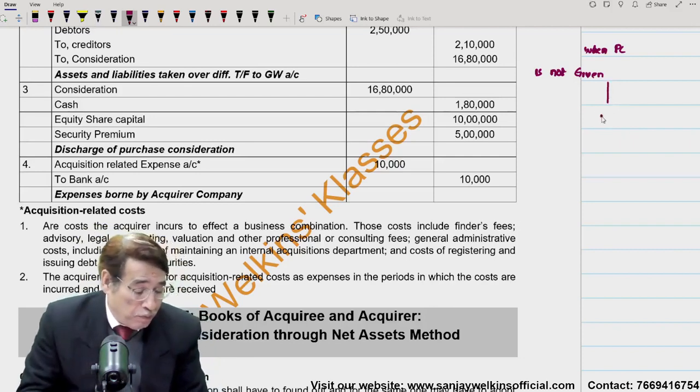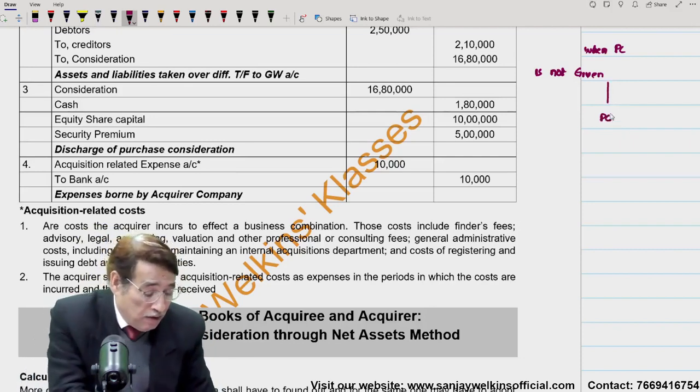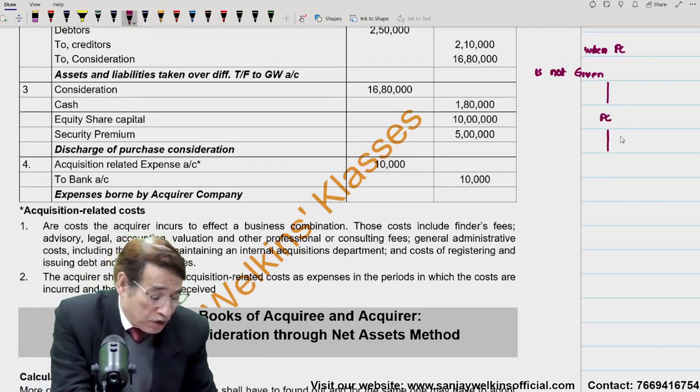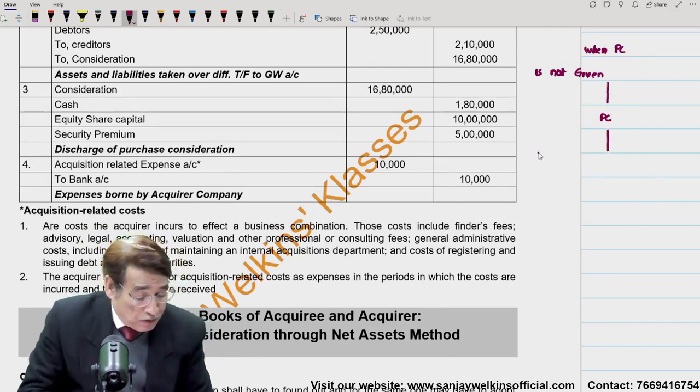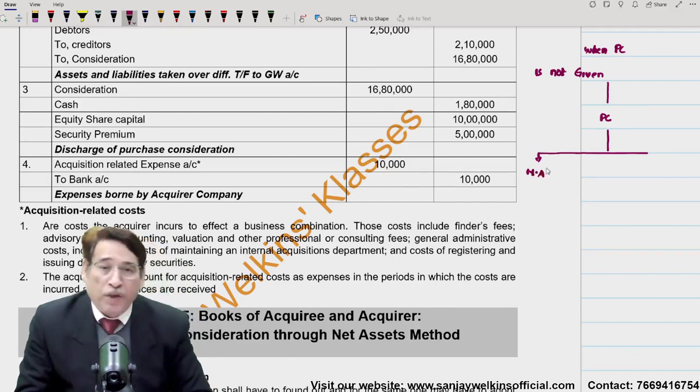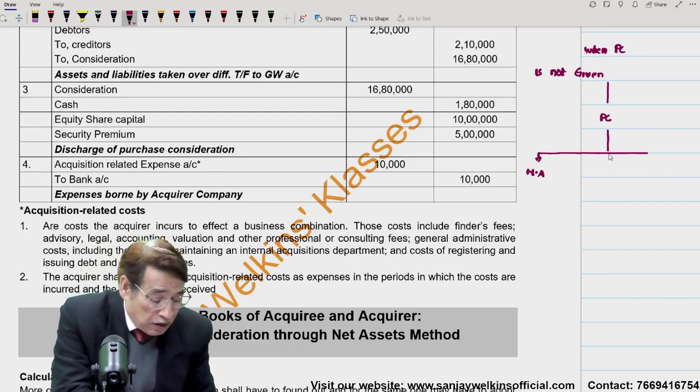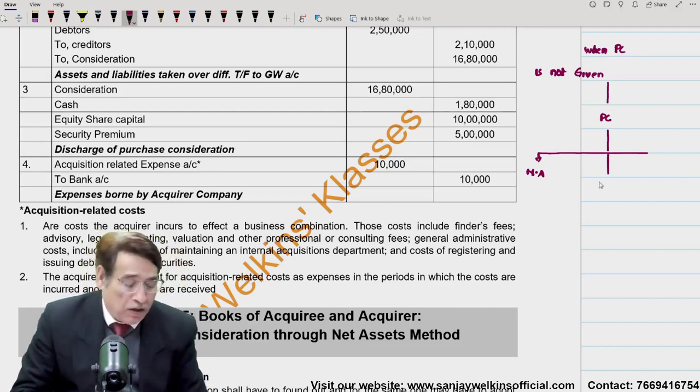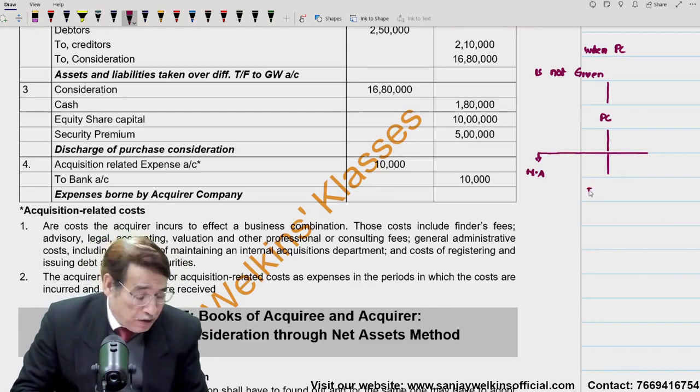There are three methods which have been prescribed, and one among them is known as the net assets method of computation of purchase consideration. I am simply writing net assets method. Correct? Then there is another method which is just a variation of the net assets method. This second method is known as the intrinsic value of share method, IVS method.